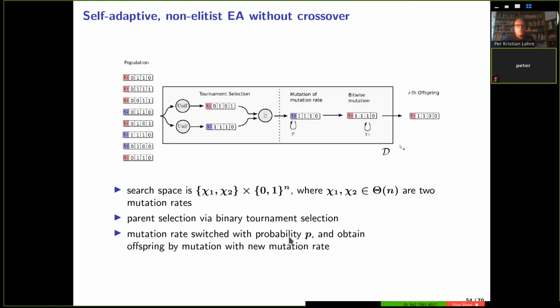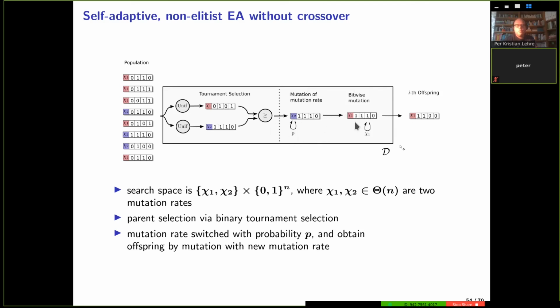Here is a simple example we looked at. In this case we have only two different parameter settings, a high or low mutation rate, so a mutation rate G1 or a mutation rate G2. We have a population where each individual is a bit string and an extra gene for the mutation rate. We're using tournament selection, so we choose two parents uniformly at random and pick the best parent. The fitness only depends on the bit string. Then with some probability P, we mutate the mutation rate.